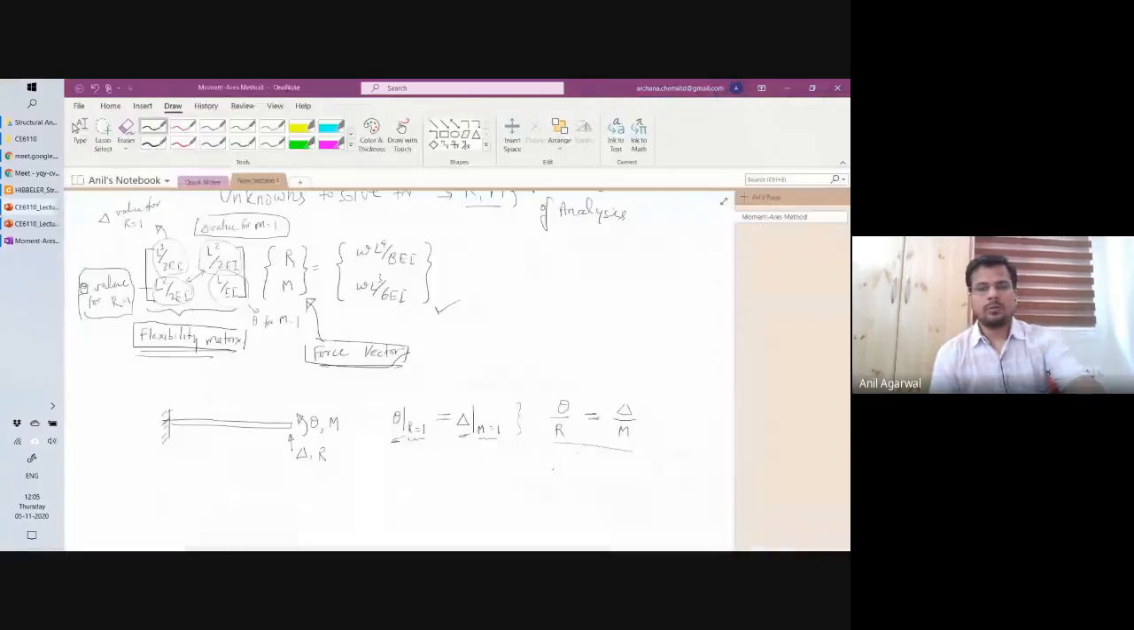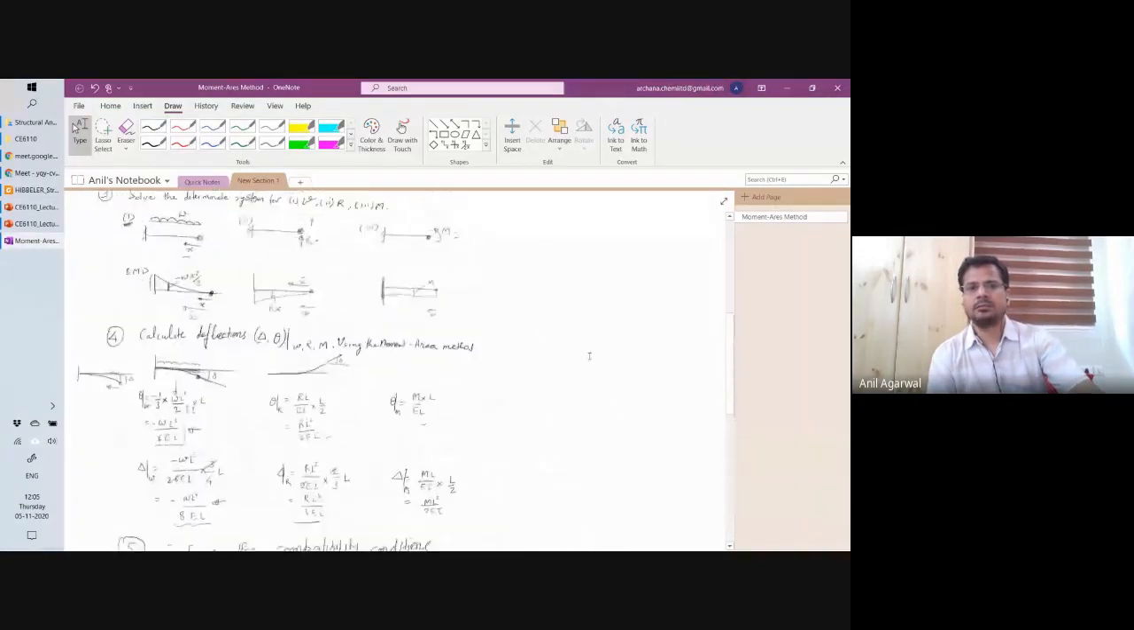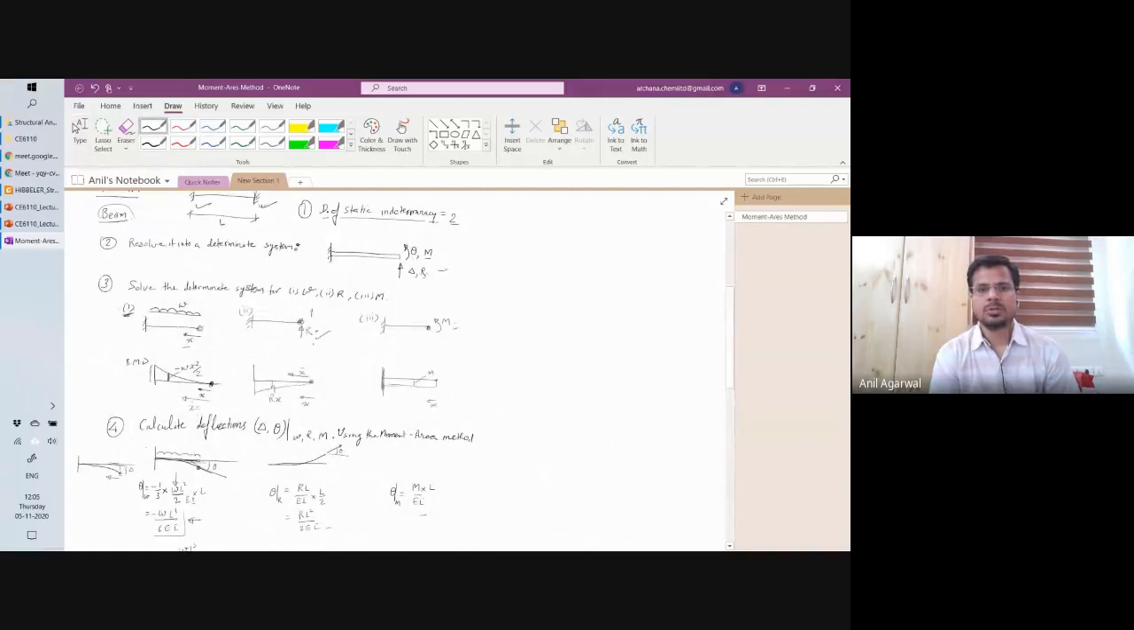Okay, so now we can solve this equation, and we will quickly show you. You can solve this to calculate R. R turns out to be WL divided by 2, and M turns out to be minus WL square by 12. Since the M value is negative, what it means is that, see, the R value is positive. That means this external reaction was in this direction. But the M value I had assumed to be counterclockwise, but what I got for M is a negative value.